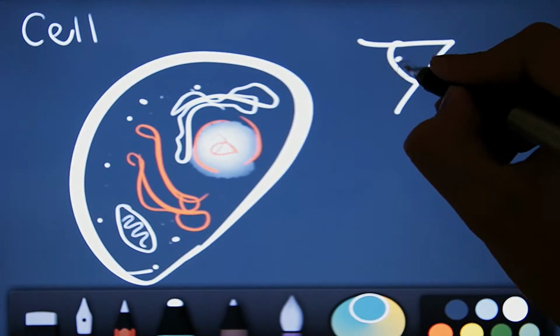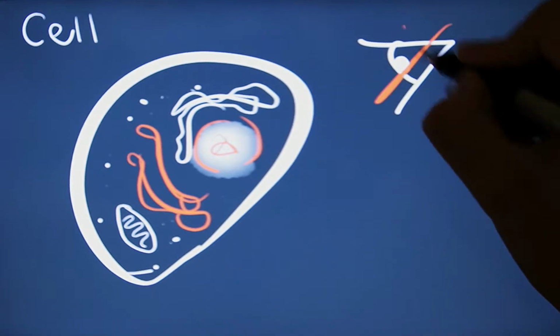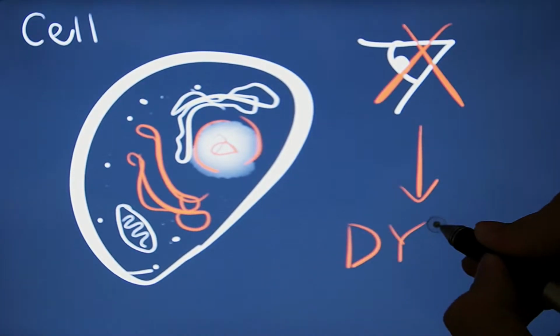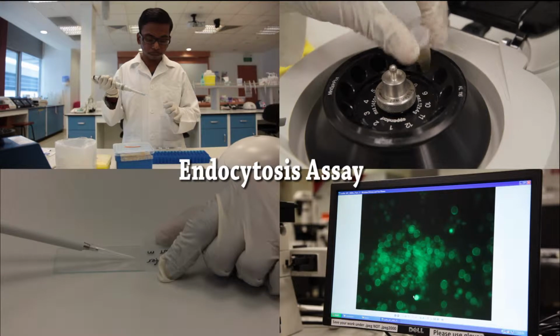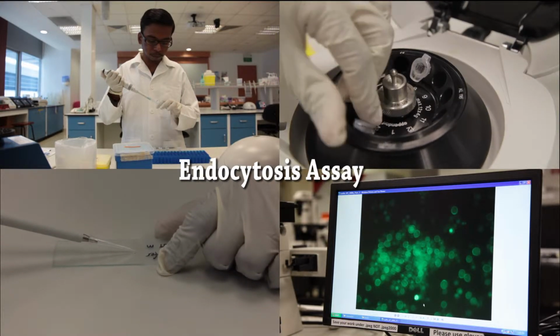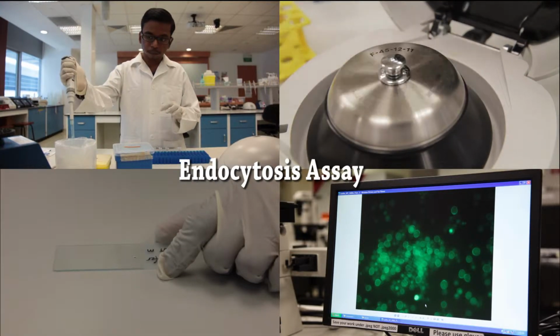The various structures of the cells are not visible to the naked eye even under high magnification. Thus, scientists have often used dyes which stain a particular organelle or structure to visualize them. In part 1 of this series, we will be running an endocytosis assay using lucifer yellow, a popular fluorescent compound used for determining cellular architecture.